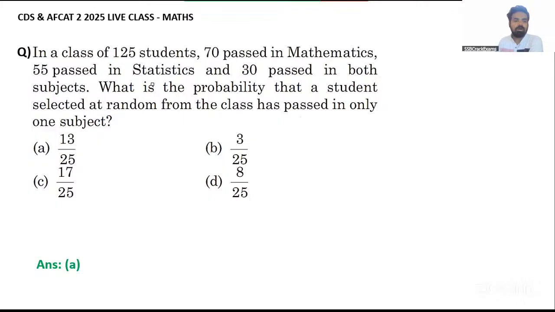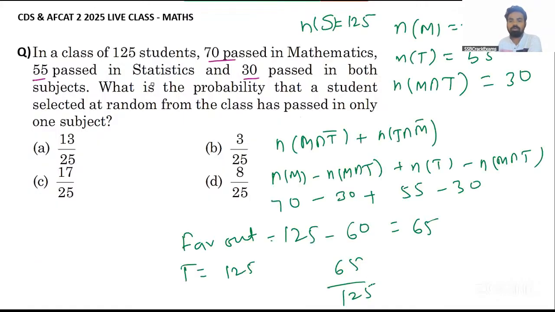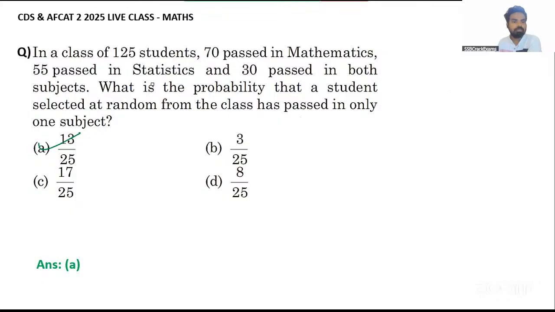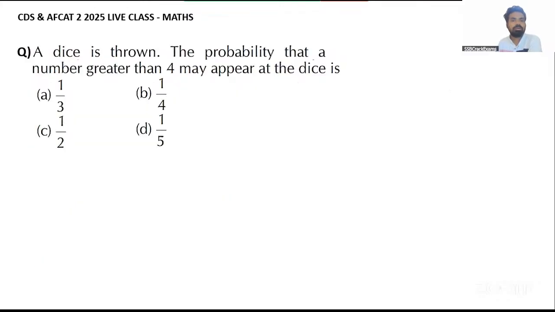Next question, option number A, 65 upon 25. You can cancel it out, 13 upon 20. Okay, so option number A. Now let's move to the next question.